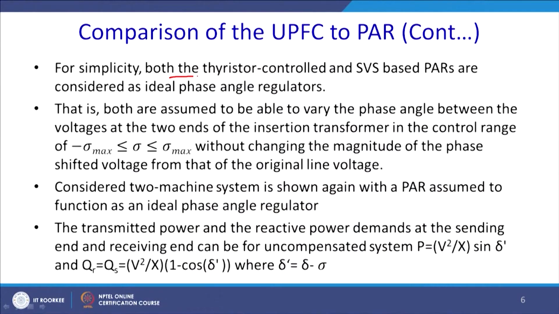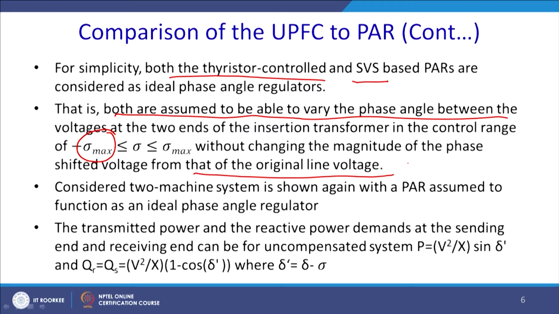Thus, for simplicity, both the thyristor-controlled and the SVS-based PAR are considered as an ideal phase angle regulator. That is, both are assumed to be able to vary the phase angle between the voltages at the two ends of the insertion transformer in the control range of plus minus sigma, maximum sigma max to minus sigma max, without changing the magnitude of the phase-shifted voltage from the original line voltage. So it will just have a V here and somewhere a V sigma, and delta will change to delta plus minus sigma and so on.